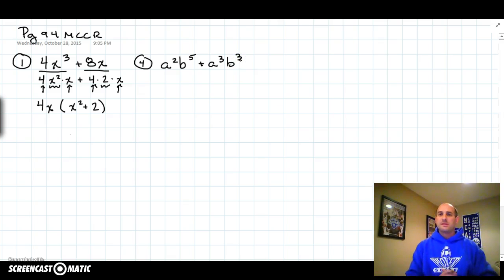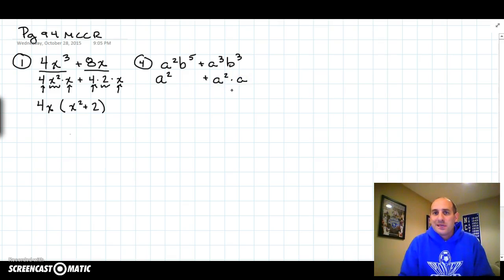Kind of the way I look at this is I know that a squared goes into a cubed. I know that b to the 3rd power goes into b to the 5th power. So if I've got an a squared here, I'm going to write this a cubed right here as a squared times a. A squared times a is going to give you a cubed, so I'm allowed to do that.